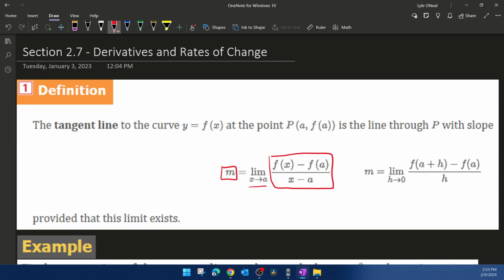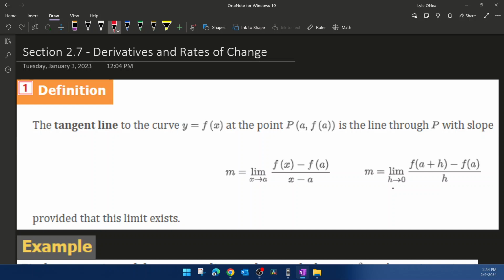So if we take the limit as x approaches a, notice that would make the denominator approach 0, and the limit of this formula will give us the slope of the tangent line at this particular point of the function. Okay, that's what this says.